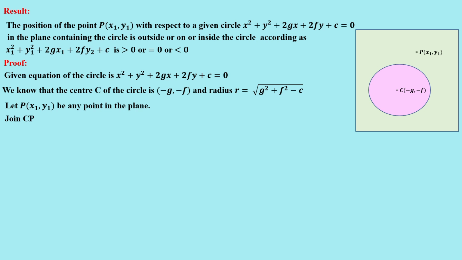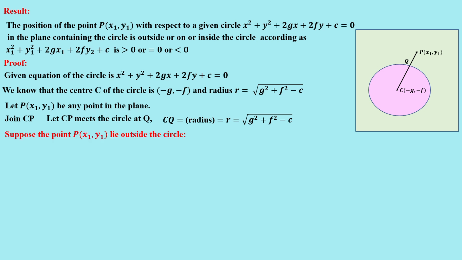So join CP. The point of intersection of the line CP and the given circle is Q, right? Let it be Q. So CQ is nothing but the radius. Clearly, the radius is root of g square plus f square minus c. Suppose the point lies outside the circle.